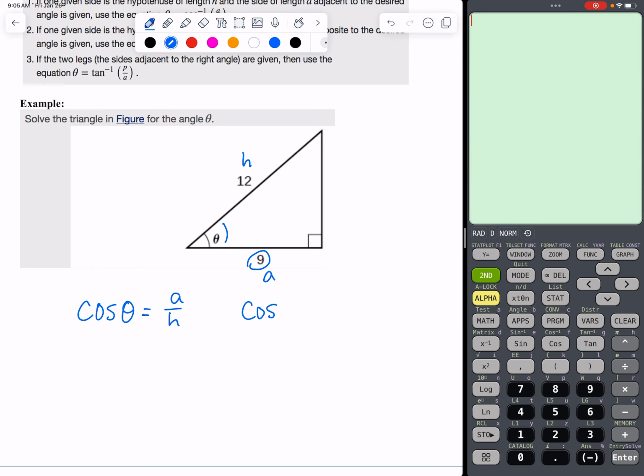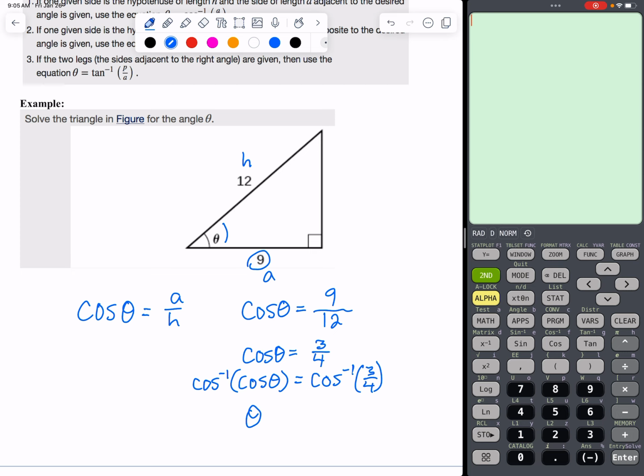I don't know theta, so cosine theta equals 9 over 12. I have to reduce that because my brain wants to. That is 3 over 4. And how we're going to solve here is I'm going to take the inverse cosine of both sides. Inverse cosine of 3/4.